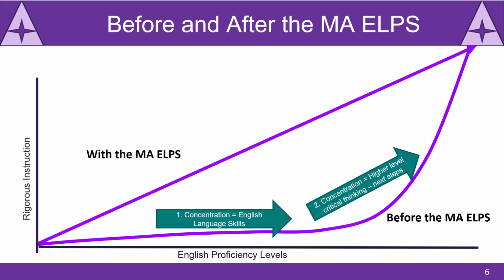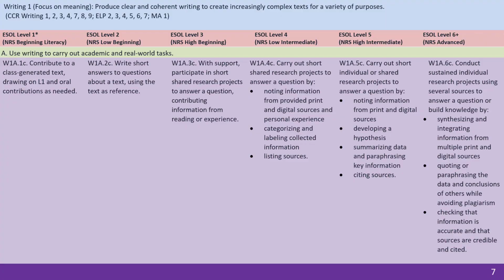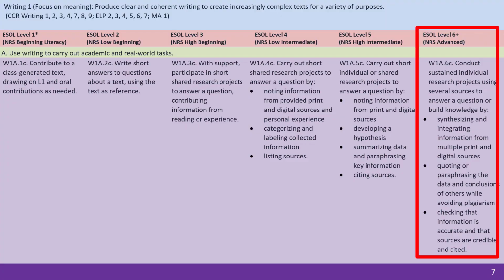The Mass ELPS combine rigorous language skills and academic critical thinking skills from the start. That is, they provide benchmarks at the beginning levels that explicitly show teachers what to do at the beginning levels that connect to the more advanced levels. This results in a steady, continuous progression as illustrated in the more linear second slope here. Here's an example from Writing Standard 1. Look at the benchmark for Level 6+, Advanced ESOL. It's quite ambitious, isn't it?